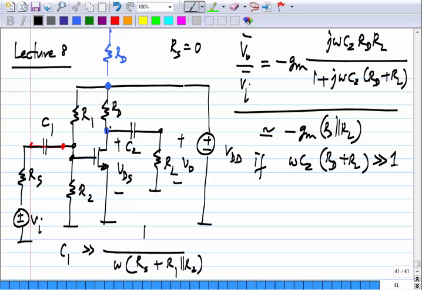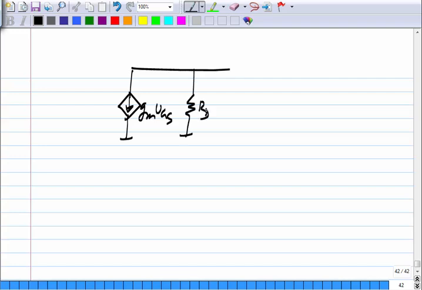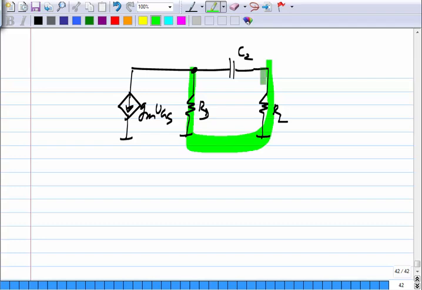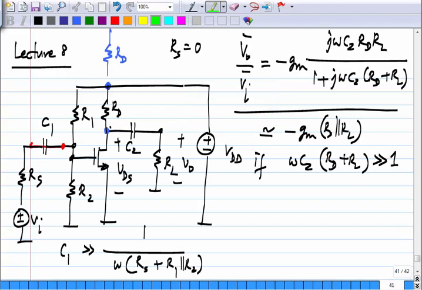So, this is fine, and this also is consistent with what we had said earlier, that you look at what resistance appears across the capacitor and you make sure that the capacitive reactance is much smaller than that resistance. In the small signal picture of this circuit, you know that GM VGS is here, RD is there, C2 and RL. Okay. So, across C2 we have RD plus RL. I did not write the other part of that, but it turns out there is another thing to consider.